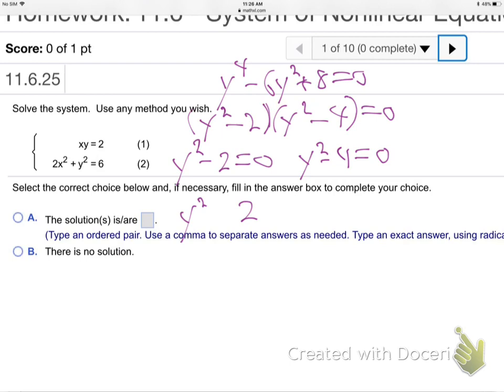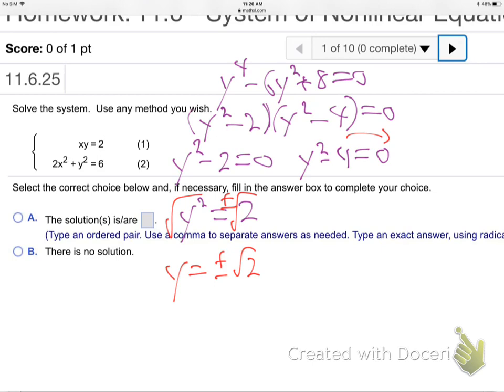Just add the 2 over. And then what do you do to solve for y there? Square root. And when you square root? Plus or minus. Don't forget, when you put a roof on the house, up and down the ladder. So it's really important in this section to get both those answers. Plus or minus root 2.